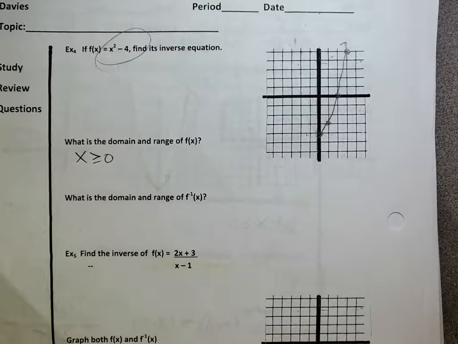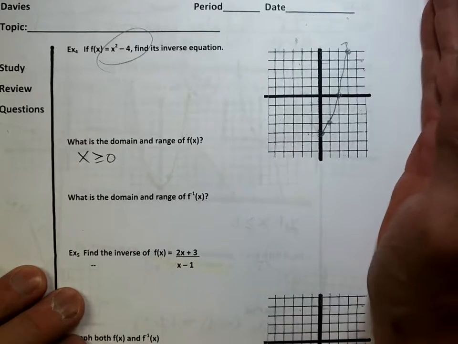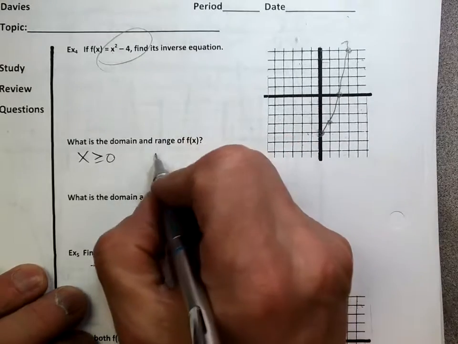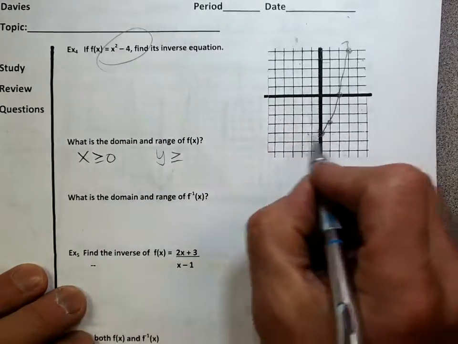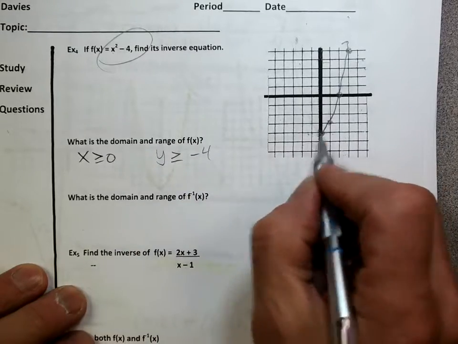So what's the domain? Well, the domain is just x is greater than or equal to 0. Start at an x value of 0, and it goes on forever and ever and ever, right? And the range is going to be y is greater than or equal to negative 4. Start at a height of negative 4 and go up, right?